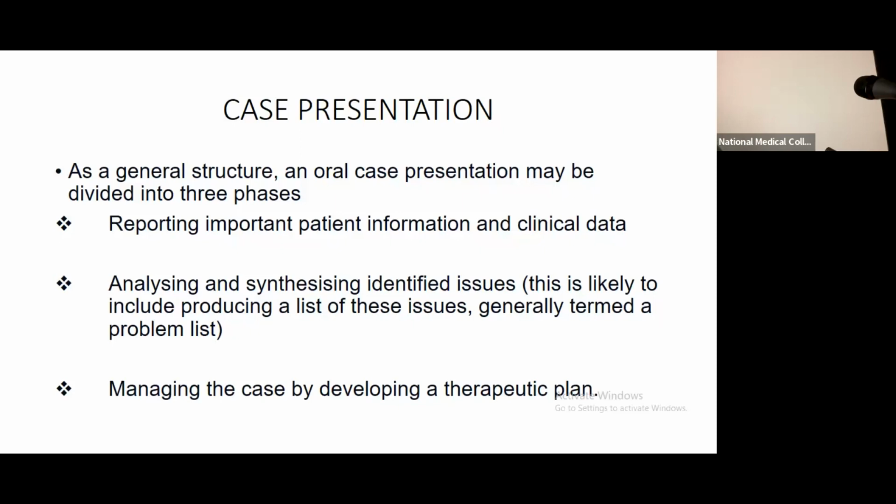Because if you just say it came with abdominal pain, then you can't infer what it is. So always, when you do the chest analysis and identify the issues, it will produce a list, generally termed a problem list. Then the third thing expected, especially during the ward rounds, is how to manage these cases by developing a therapeutic plan.